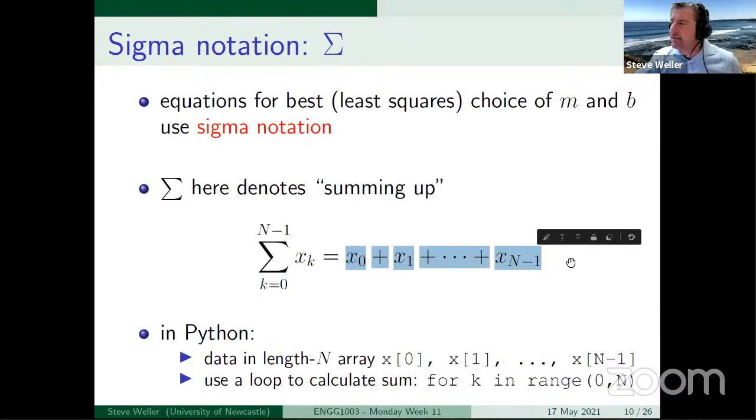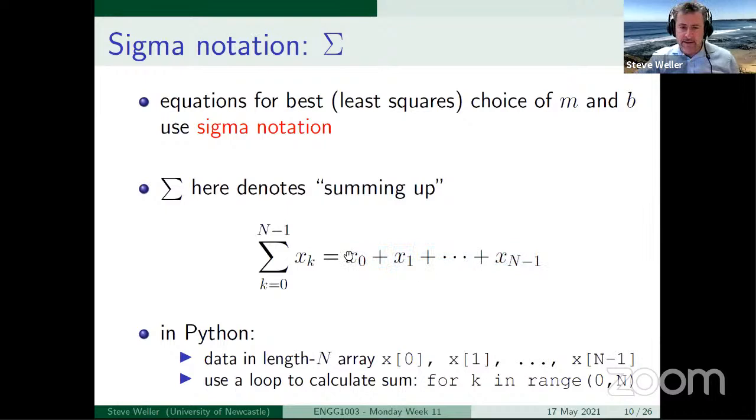Now that maps beautifully to Python, because we can think of this collection of X values as an array of length N, where X subscript zero maps to the zeroth element of the X array, X subscript one maps to the index one element of the X array, and the final element, X subscript N minus one, is the element with index n minus one. So the Python terminology here maps perfectly to the underlying mathematical notation.